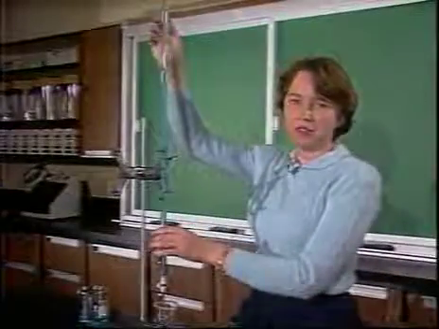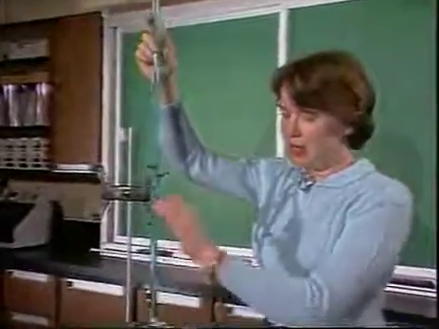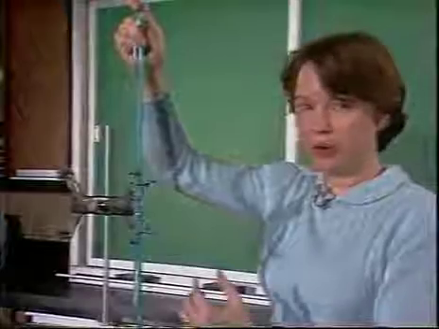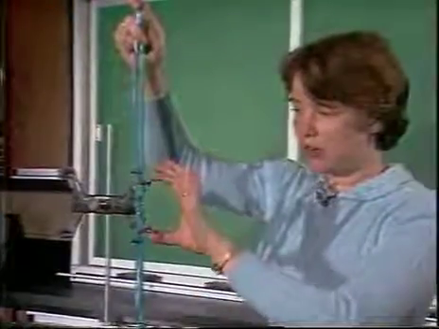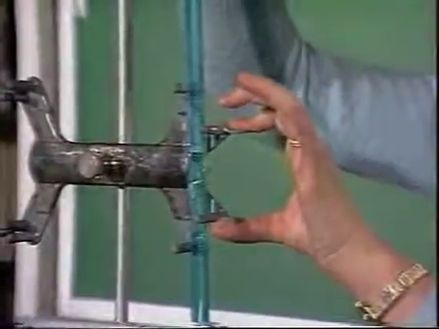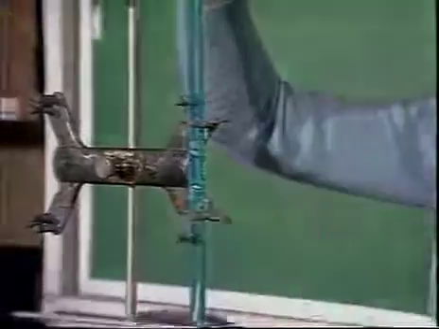The next thing I have to do is make sure this is filled exactly to the zero line up here. In order to do that, I have to move this whole burette down because I'm rather short. In order to move it down, I open the clamp, and I do that by pushing this way. Now I can move the burette down, and then I can clamp it back into place.